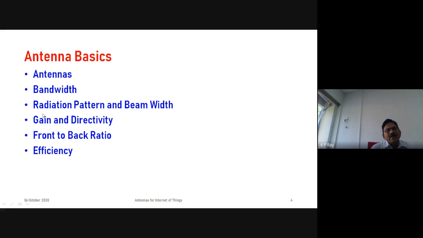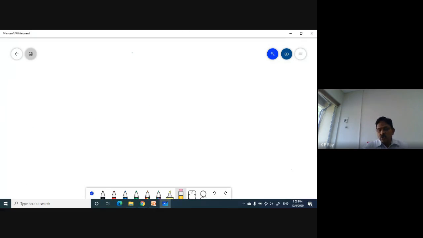In that we will see the radiation pattern, and from the radiation pattern all these parameters which are listed below, like beam width, gain, directivity, front to back ratio and efficiency, can be derived. There are many other parameters for the basic antenna, but we are limiting ourselves only to the parameters of the antenna from the IoT application point of view. Now, briefly, I will go away from the PPT, and we will use the basic board and chalk here.